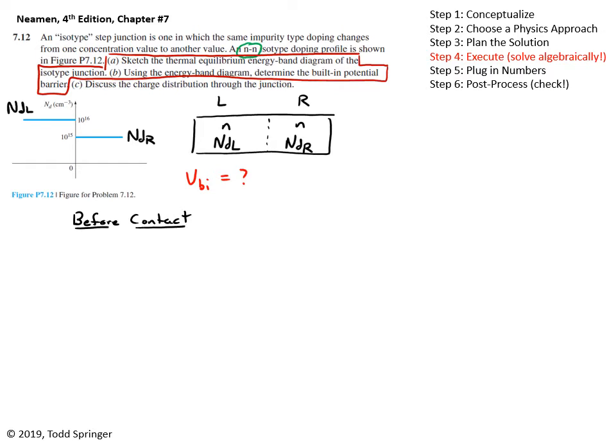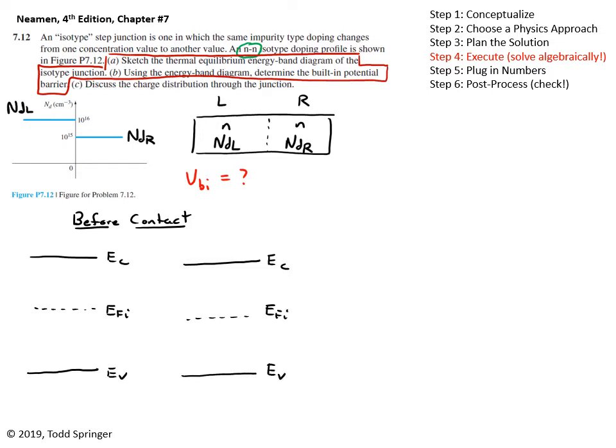And usually we draw two diagrams. So first I'm going to draw the energy level diagrams before anything happens. So that's before the two are even in contact with each other. I'll draw the energy level diagram on the left and on the right. So we'll say this is EFI, EV, EC, and then a similar diagram on the left, EC, EFI, EV. And then where is the Fermi energy? They're both n-type, so the Fermi energy is going to be above EFI. Let's call this EF on the left.